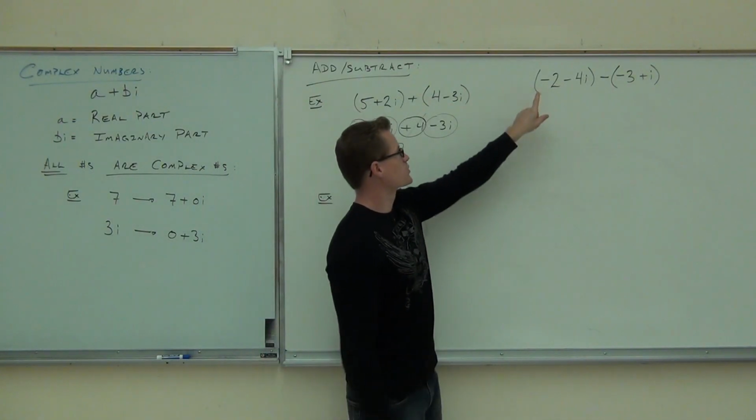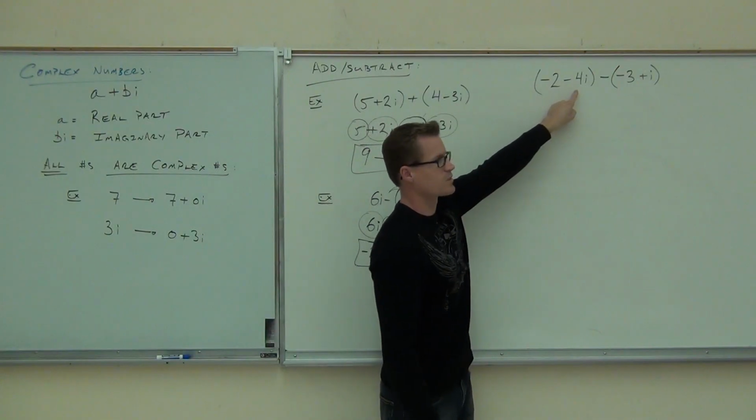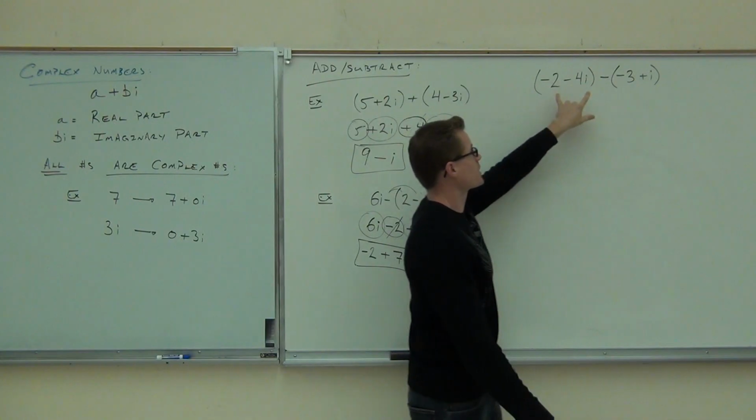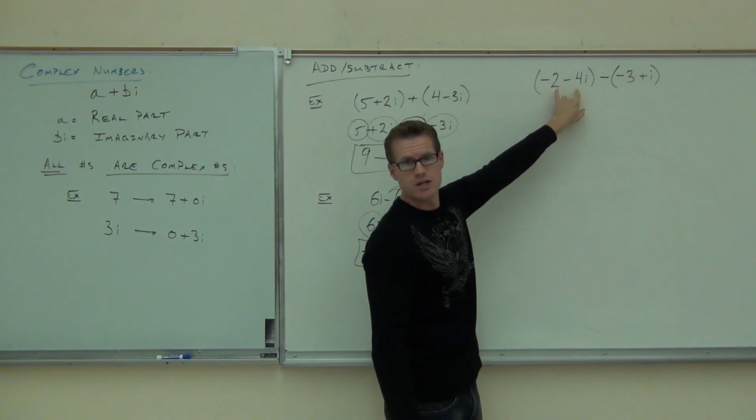Notice our two complex numbers. We have negative 2 is our real part, negative 4i is our imaginary. Negative 3 is our real part, positive 1i is our imaginary part. Are the signs on your first complex number going to change, ladies and gentlemen? No.